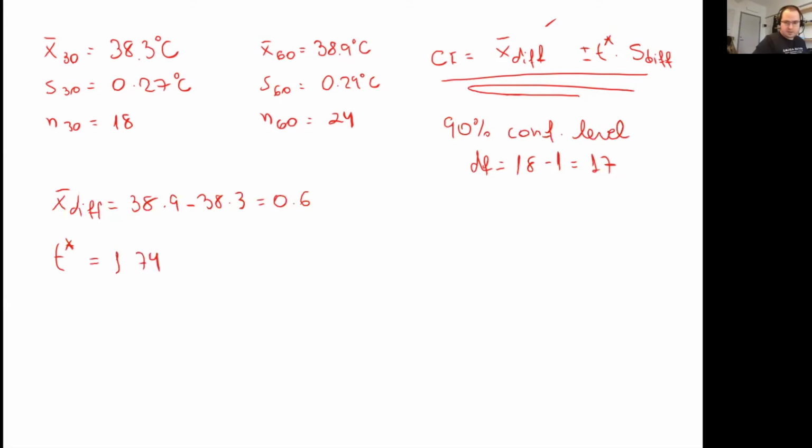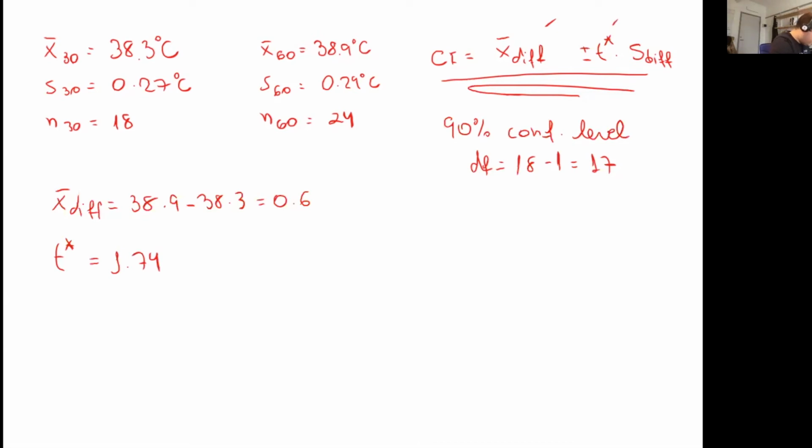1.74. So I'm going to go 1.74 standard errors to the left of the mean, 1.74 standard errors to the right of the mean. And as you can see, it's less than 2, since I only want 90% confidence and not 95 or 99, then it's less than 2. It's slightly shrunk, let's say. Now this is our T star. Okay, this is the second thing we needed here.